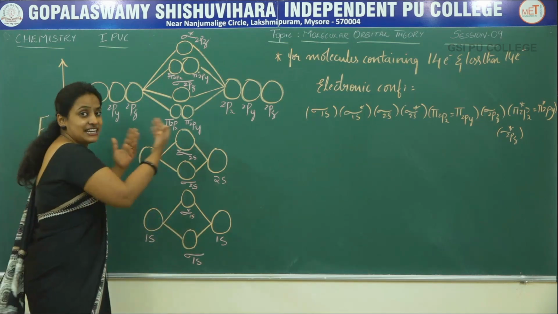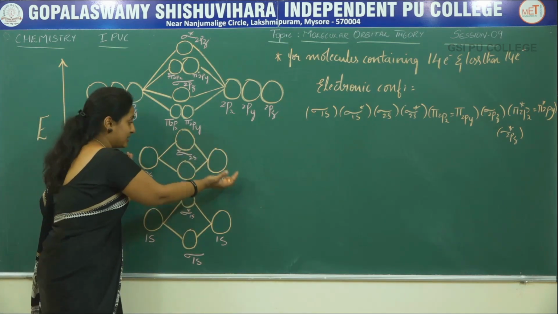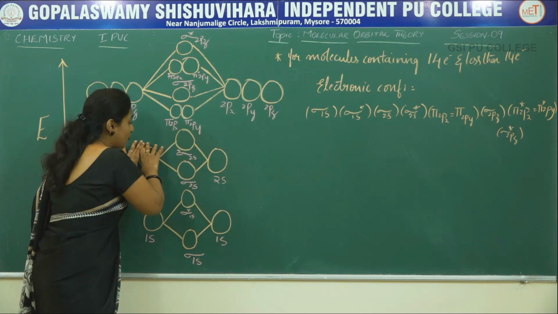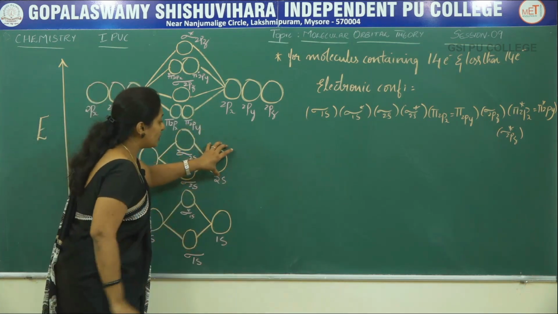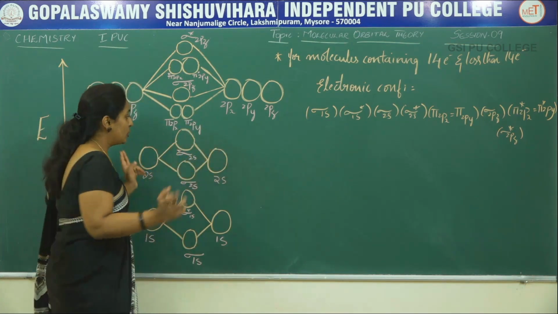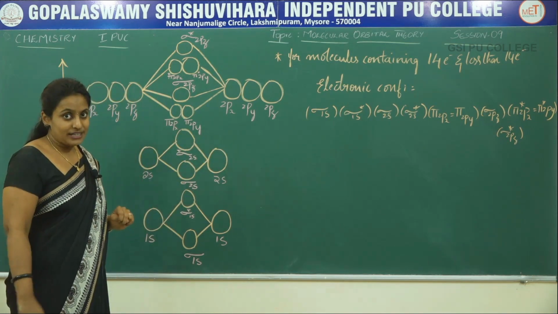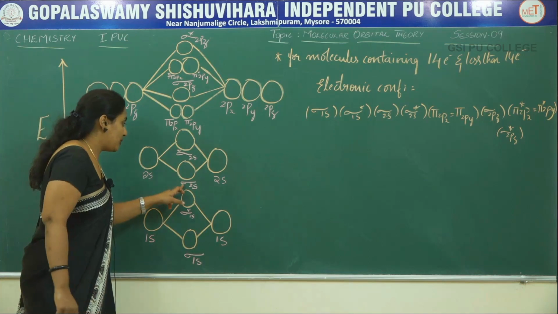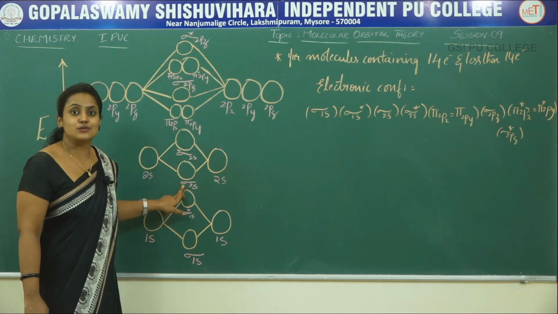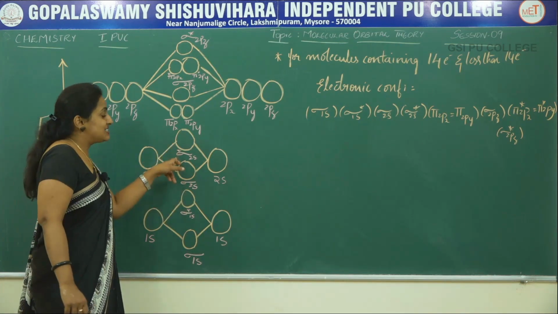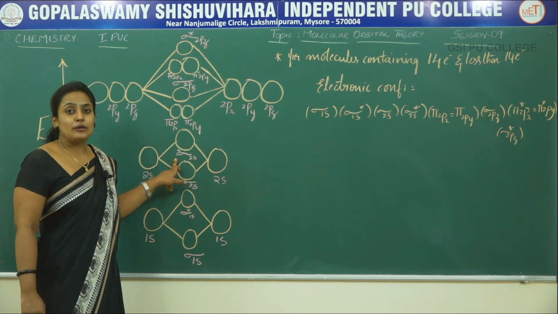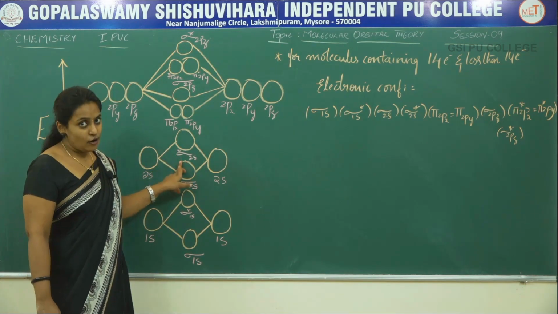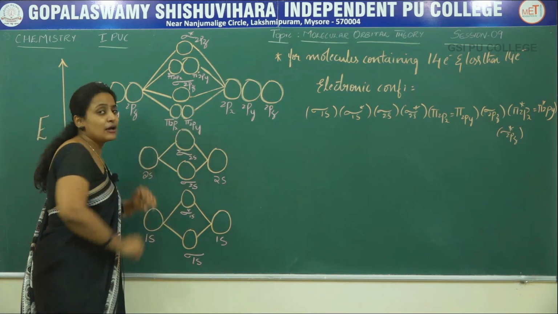Similarly, the next level is the 2s atomic orbitals. The 2s atomic orbital of one atom will combine with the 2s atomic orbital of the other atom to give two molecular orbitals. An s orbital will always form a sigma bond. The two molecular orbitals would be sigma 2s, the bonding molecular orbital, and sigma star 2s, the anti-bonding molecular orbital. The next level is the p orbital.